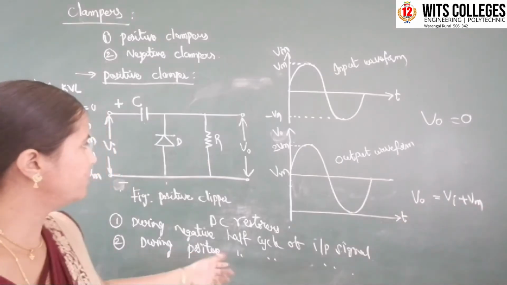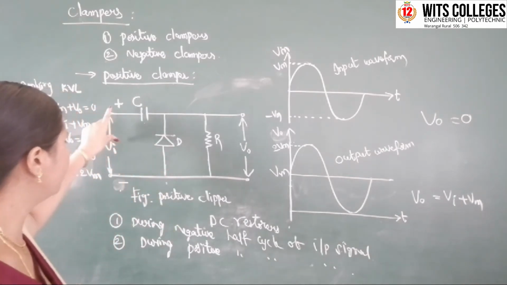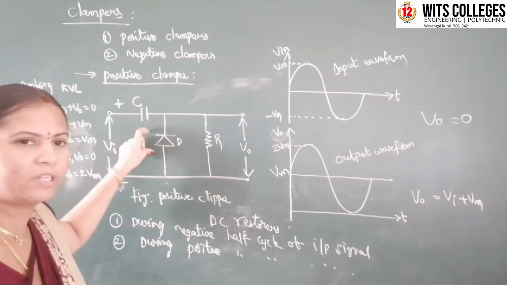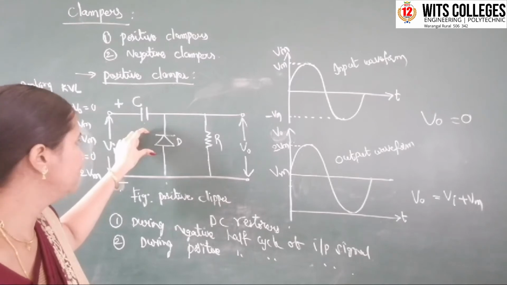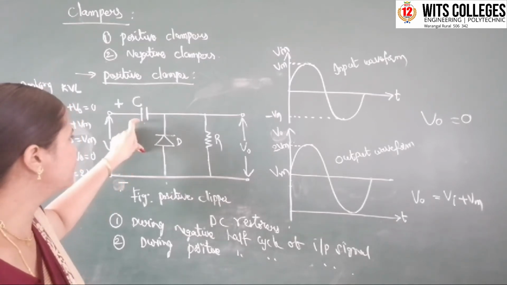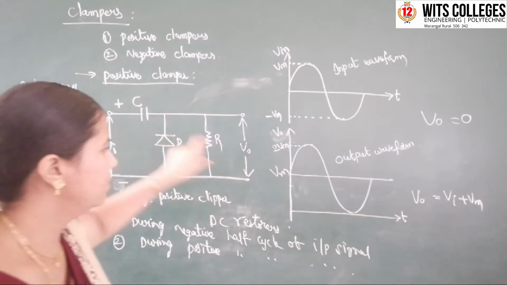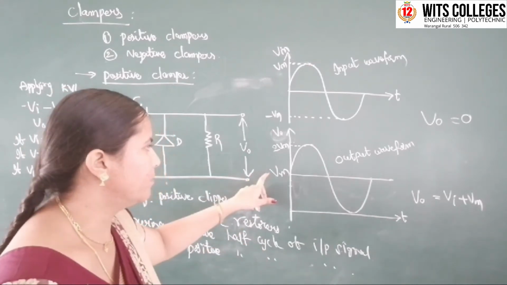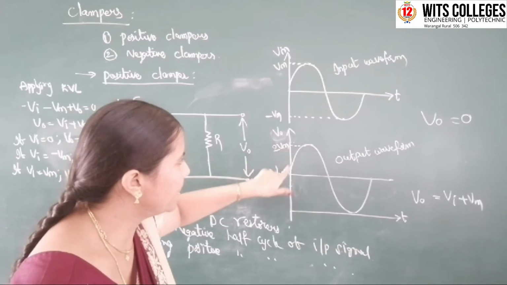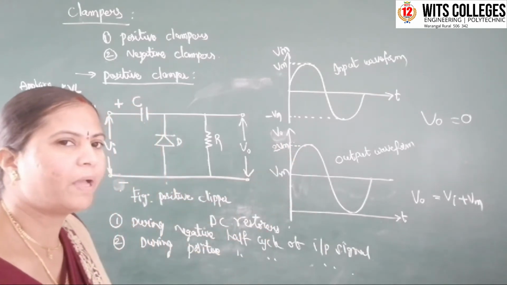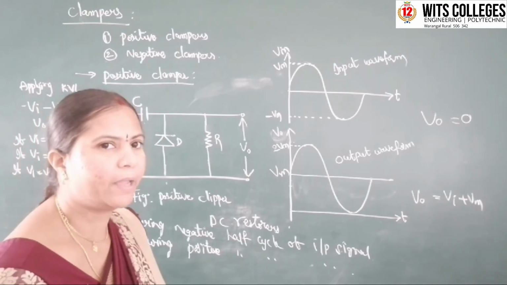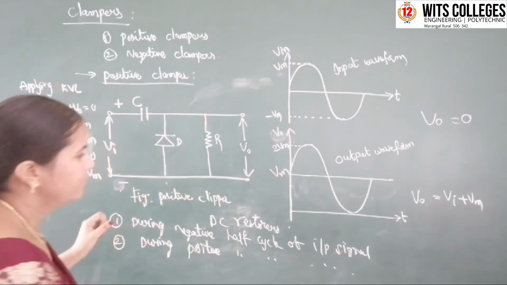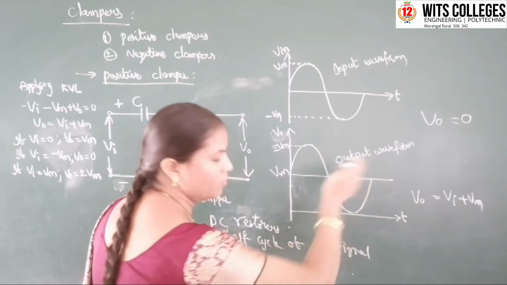So during the positive half cycle, the diode is in reverse biased mode. In reverse biased mode, the diode acts as an open circuit. Here the capacitor C is going to be fully charged up to the maximum voltage Vm, so the voltage increases up to 2 Vm. After that, the capacitor is going to be discharged. So during off time, the output voltage V naught equals Vi plus Vm. So the output waveform goes above the DC level.